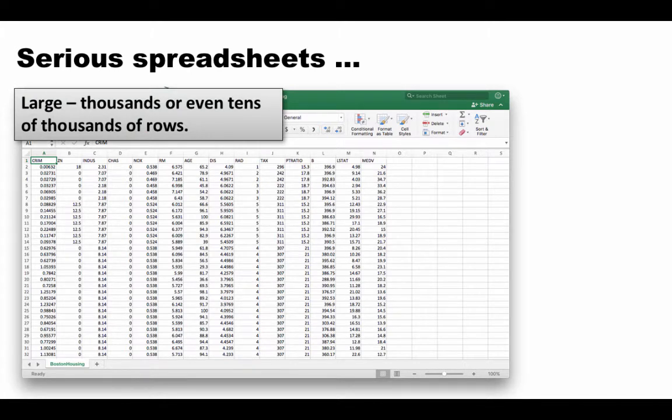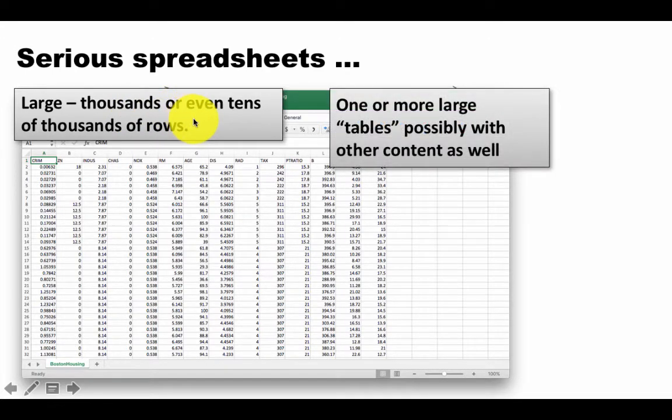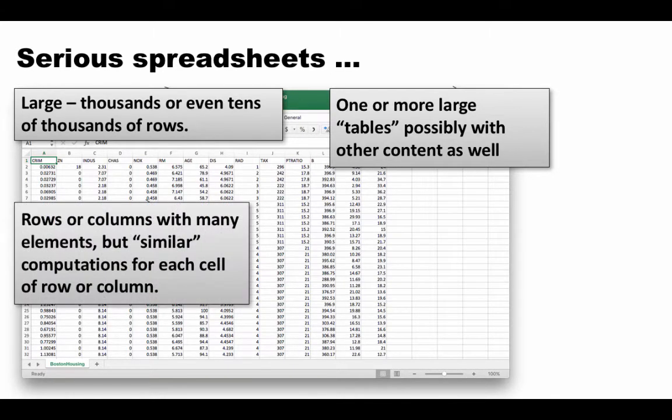So serious spreadsheets are large; they may have thousands or even tens of thousands or hundreds of thousands of rows. And they may have one or more tables, possibly with a lot of other content as well. That is, this is a table, and in addition to the table, there may be other content on which some elements of the table depend and so on. So they're complex in that way.